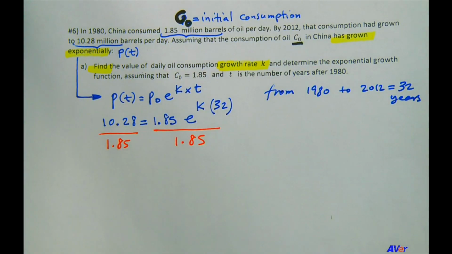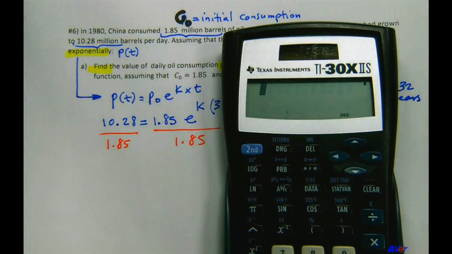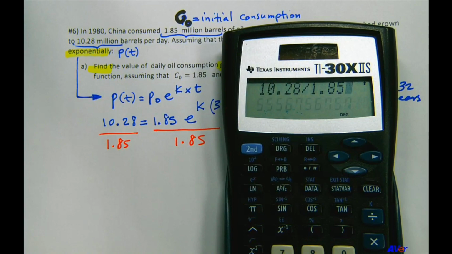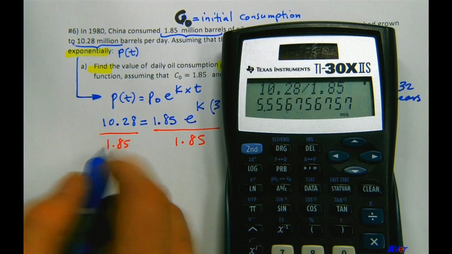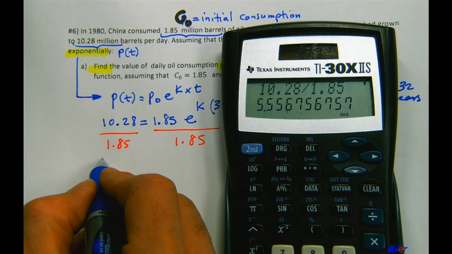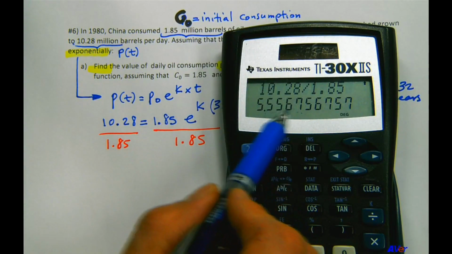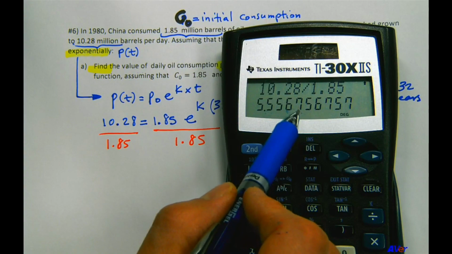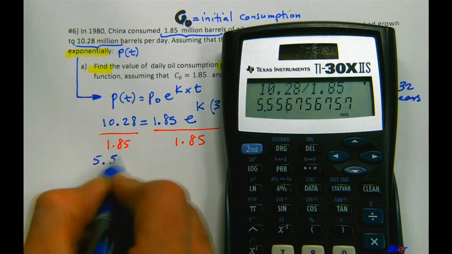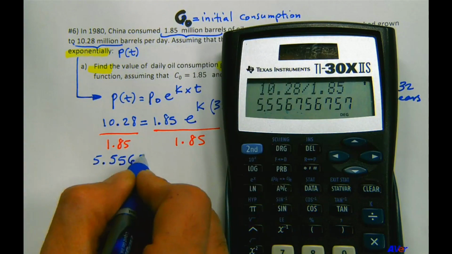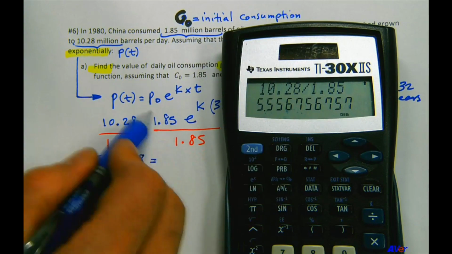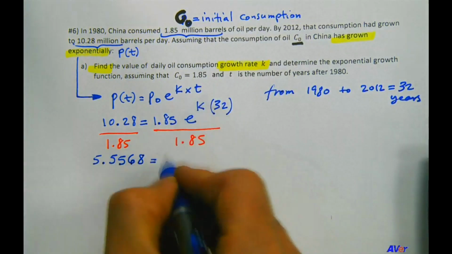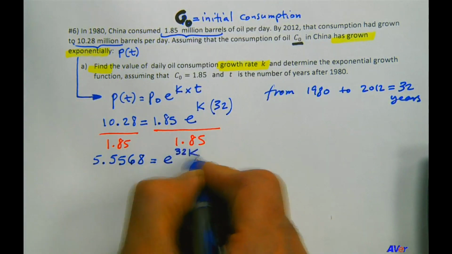On the left, what do we get? Let's look at it in our calculator here. So 10.28 divided by 1.85, so we have that quantity, right? Because this is an exponential function, I'm going to keep all the way to that 7. I'm going to round that 7 to 8. So 5.5568 equals, on the right, those two cancel each other out. Instead, we get E to the 32K power.